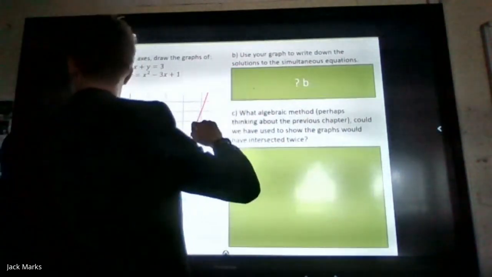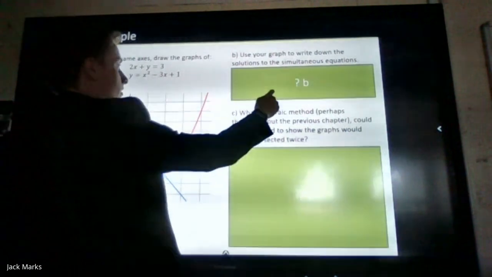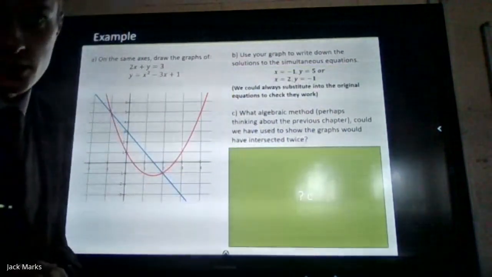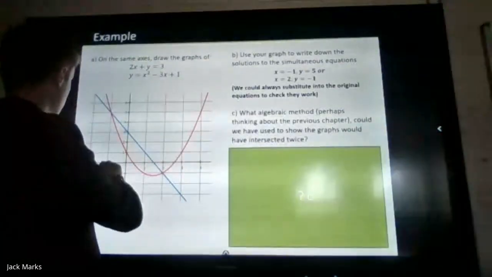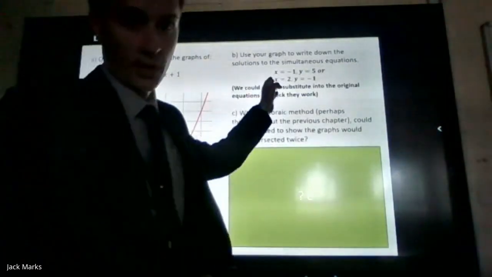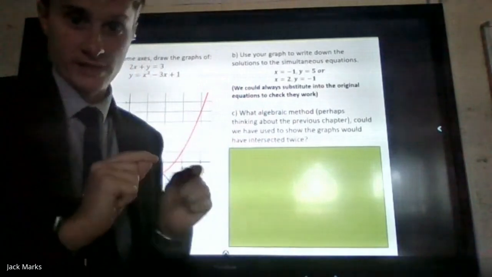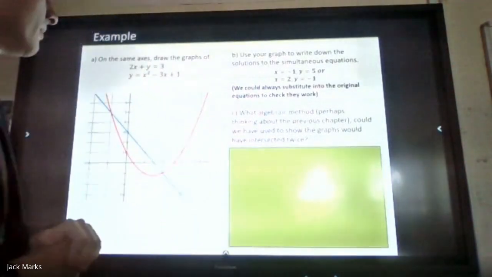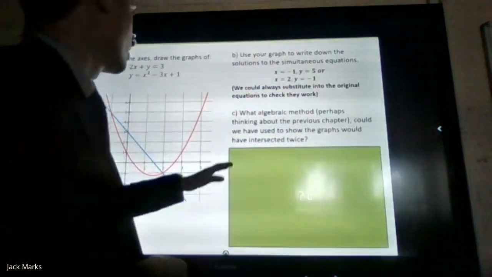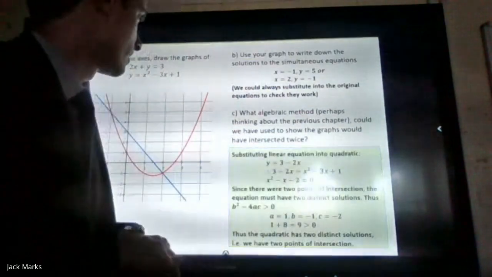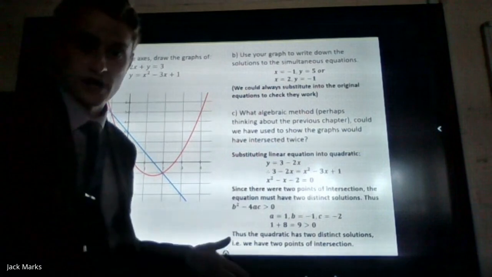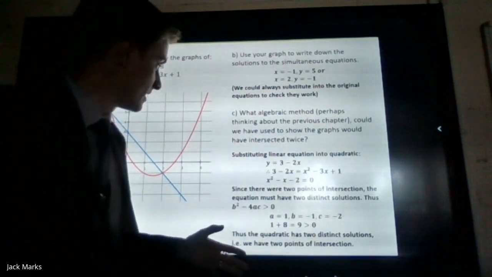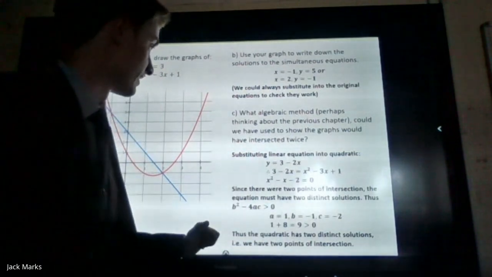So it's said for us to use the graph. Well, we're just reading off the values. So this is 2, minus 1 and minus 1, 5. Okay, make clear which x and y's belong together. What algebraic method could we have used to solve them both? Well, we could have just substituted the linear one into the quadratic one. That's what we could have done. Okay, and that would also have given us the same value.